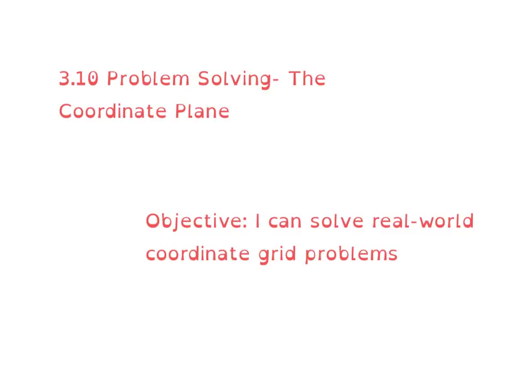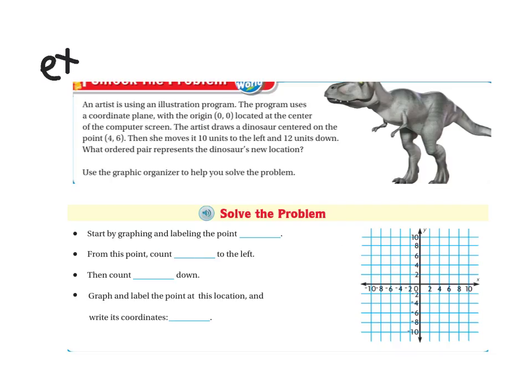Now, these real world problems are my favorite of all of this chapter. I just think it's really fun. I kind of like maps, and so I think using maps is fun. So here's our first example, and it's got a little dinosaur that doesn't have any eyeballs. Sorry about that, I cut the picture out.